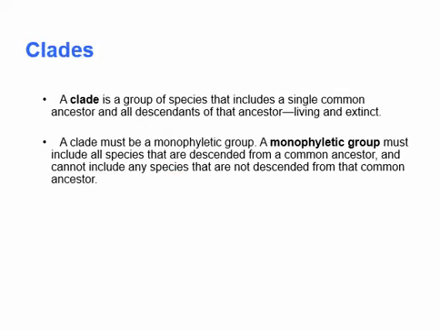So what's a clade? It's a group of species that have a common ancestor, and all of the descendants of that ancestor are either living or extinct. So one thing that's important that you need to understand is that a clade has to be monophyletic, meaning it has to have all the species from that common ancestor. And there cannot be any in there that are not from that common ancestor.